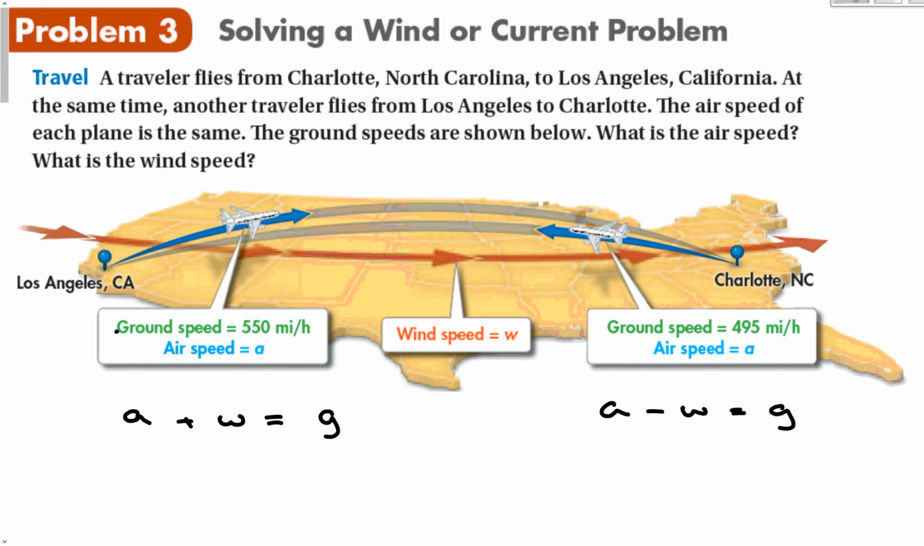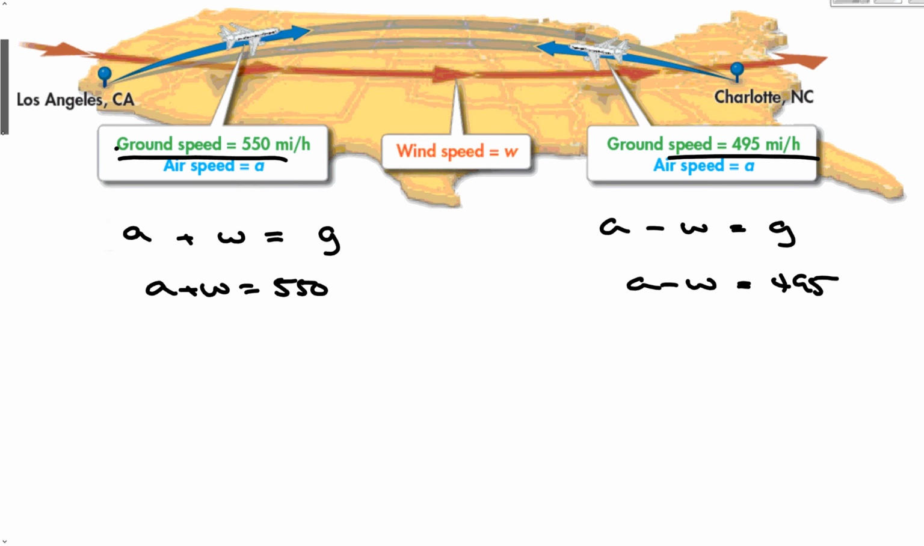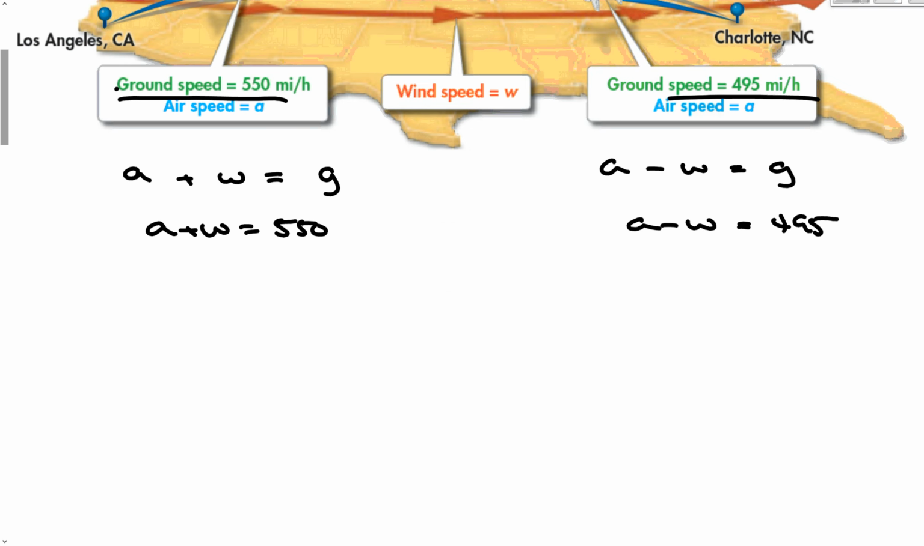All right, well, we do know one number for both of them. So the airspeed plus the wind speed is equal to 550. The airspeed minus the wind speed is equal to 495. Well, I'm not trying to find when they're equal to each other. All I want to do is solve for both of them, but luckily I have two equations. If I notice, one has a positive W, one has a negative W, so I can solve this using elimination. So A plus W is 550. A minus W is 495.